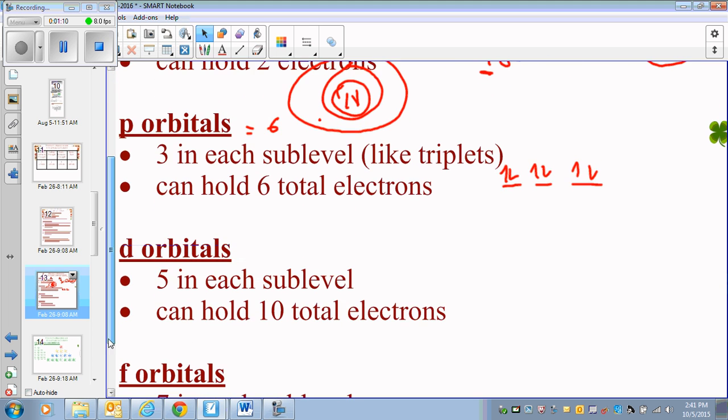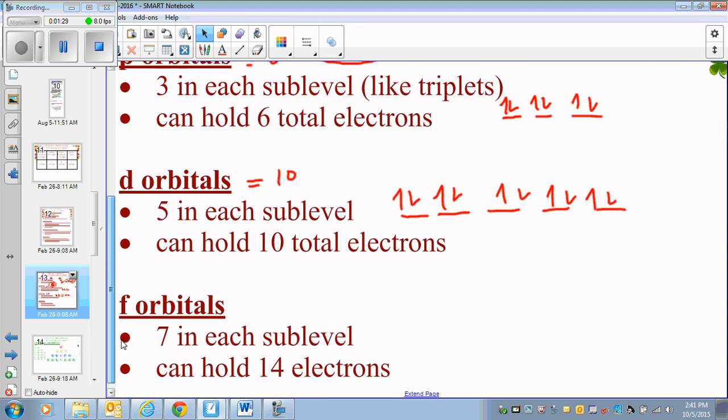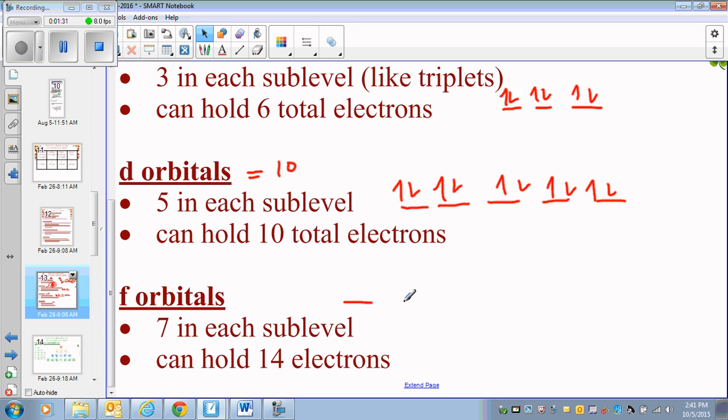So one orbital can maximum hold 2 electrons. So for D, since D can take 10 electrons, I need 5 orbitals: 1, 2, 3, 4, and 5. So the 10 electrons go 1 in each according to Hund's rule before you pair them up. And then F can hold 14 electrons, and it has 7 orbitals, 5, 6, 7, and you put 14 electrons in there.